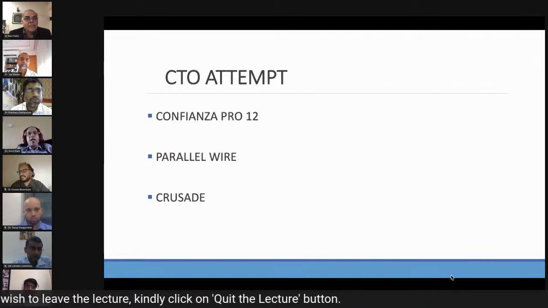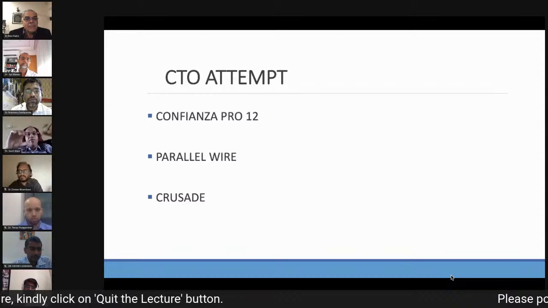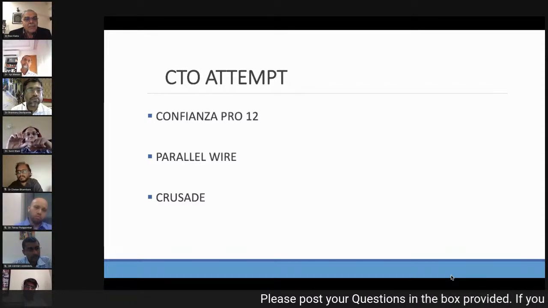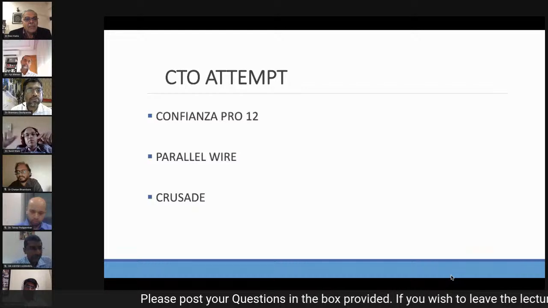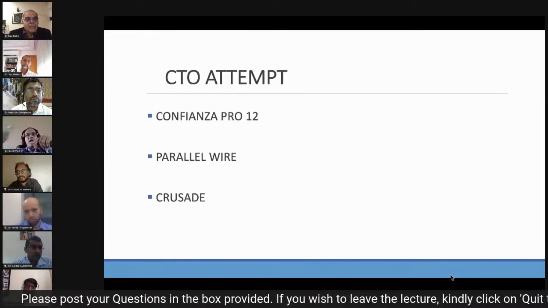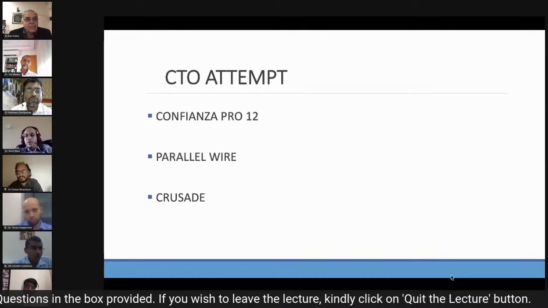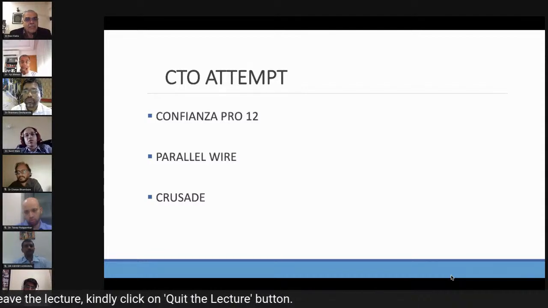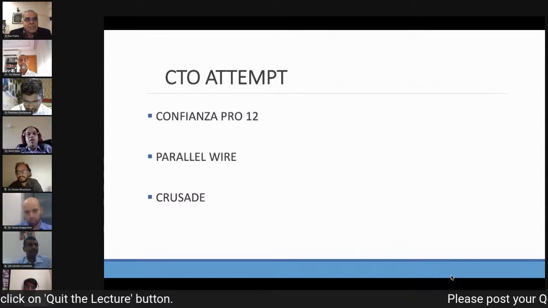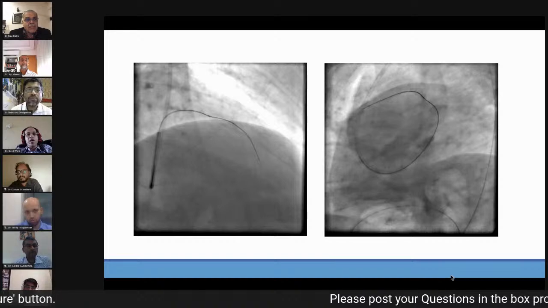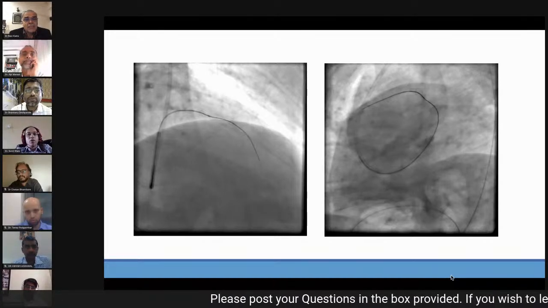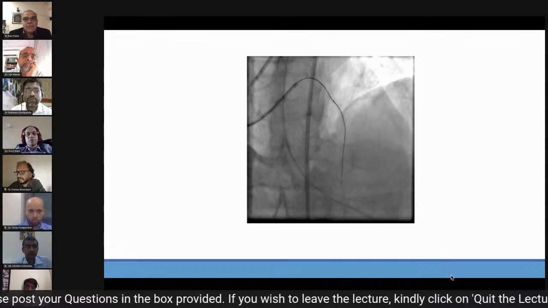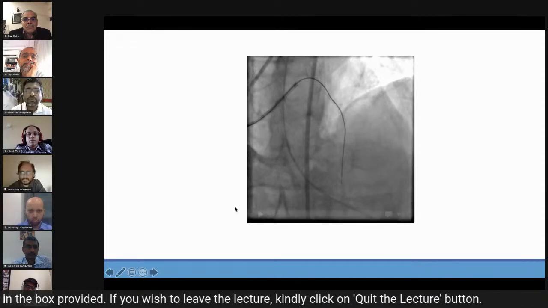And in a calcific CTO, if your Gaia or a stiff wire sticks at the calcific segment, then you can use a parallel wire with a higher and higher tip load wire, or you can use a Crusade to cross. So I had kept all this ready, but my wire did cross, the Gaia 2. Sorry. Can you run the movies? Yeah.